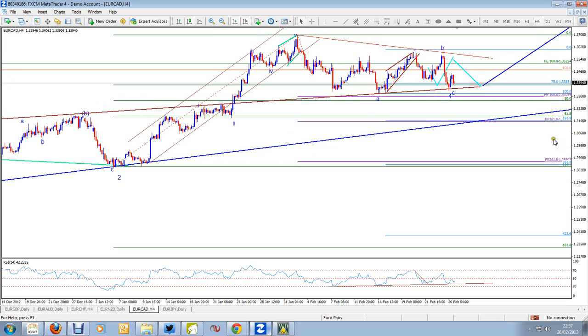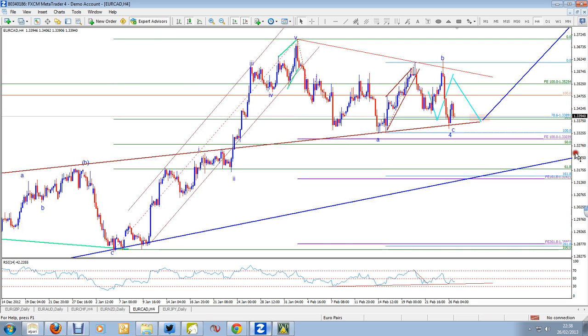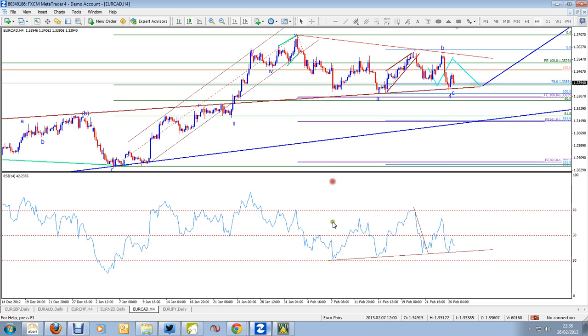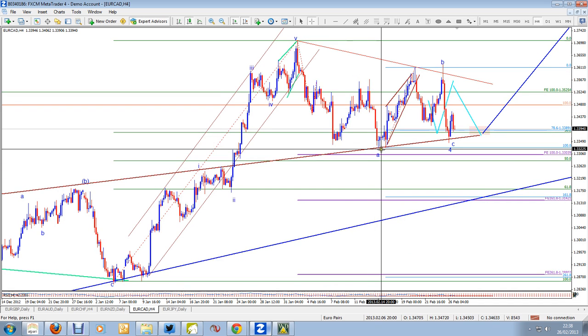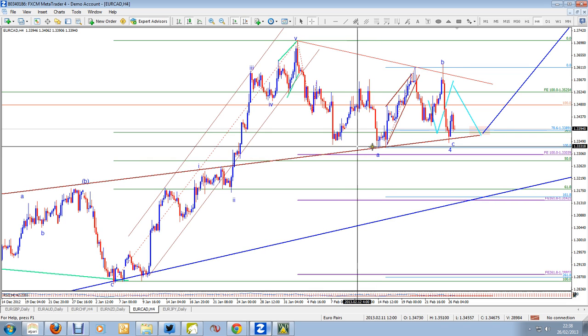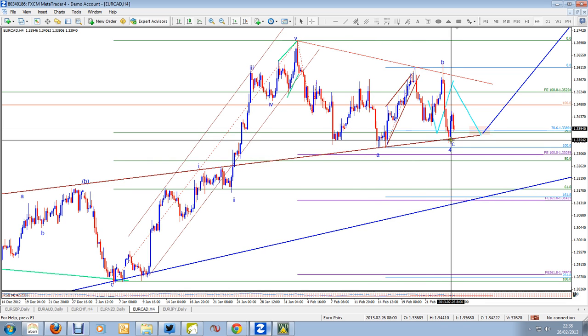So looking at that now on this 4-hour chart, you can see each time the price comes down to the lower end, it comes down into the rising minor trend line on the RSI. And the same thing on the price: each time the price comes down, it hits this rising trend line support and comes back up again.